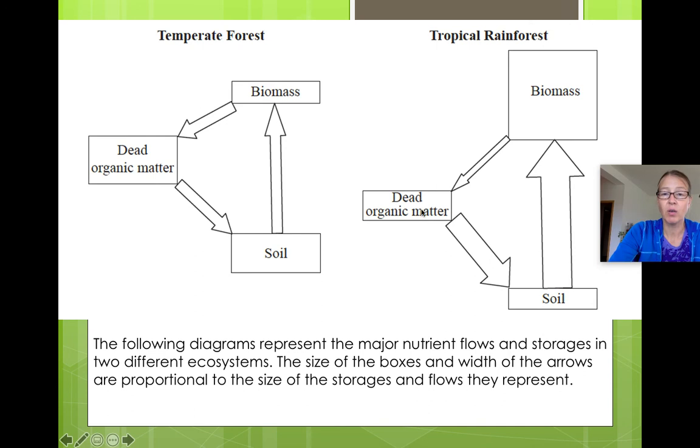So this is dead organic matter turning into soil. That would be decomposition, right? So this arrow is probably representing decomposition, and it's very thick here compared to here. So you can see that decomposition is much faster in the rainforest than it would be in a temperate forest. And the uptake and assimilation by plants is going to be much faster than it would be in the temperate forest as well. So there's going to be cases where the size of the boxes indicates how much is there, the actual size of the storage, and the size of the arrow is often representing the rate or how quickly things are being transferred or transformed.